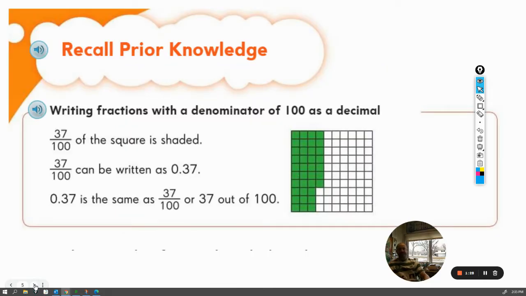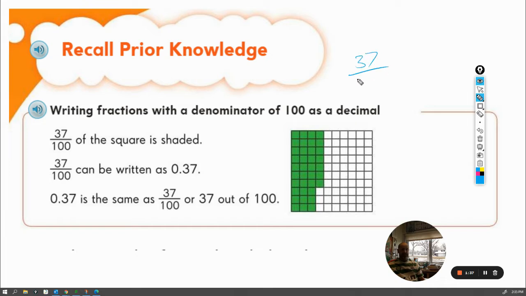Okay. Now, you know how to write fractions where your denominator is 100, and you know how to rewrite those as a decimal. You can see that 37 out of 100 of the parts of the square are shaded. That can be written as 37 100ths, and it's the same as 37 out of 100. And remember, the word percent means out of 100, so that's actually 37%. Easy breezy, right?